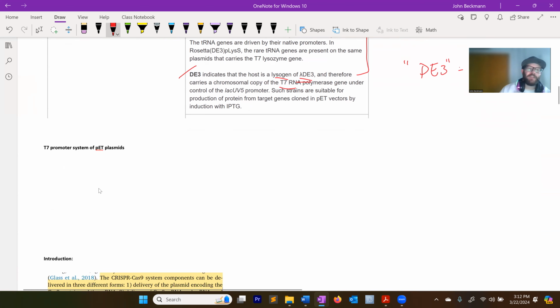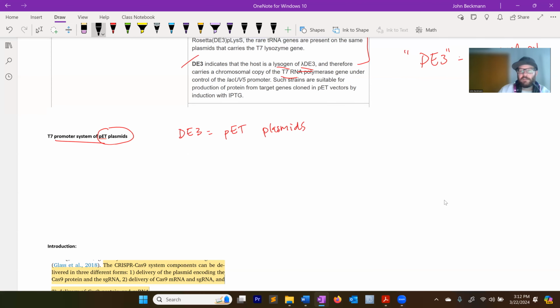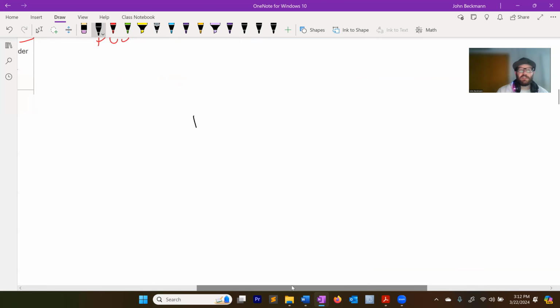So now let's actually talk about that. We'll do a little bit more teaching. This is pertinent to pET plasmids. So what you're seeing with DE3 is telling you that they are compatible with pET plasmids. So I'll just quickly define and draw out the pET plasmids. Okay, so let's do a little annotation of the pET system. The pET system is regulated by the T7 promoter.